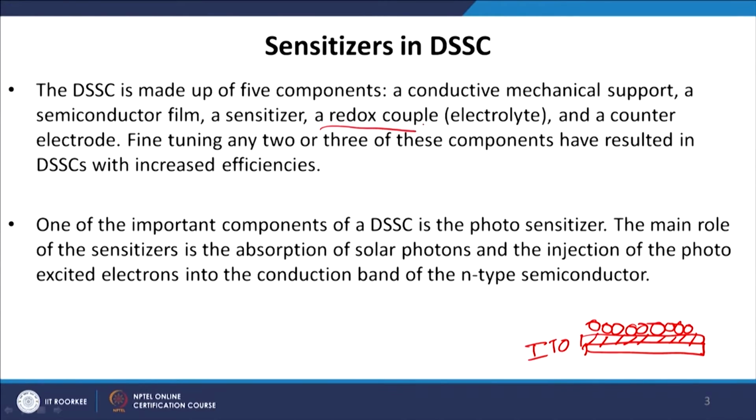Now, the fourth component is the redox couple. A redox couple is nothing but an electrolyte. In our particular case, we have used iodide/triiodide as the electrolyte.